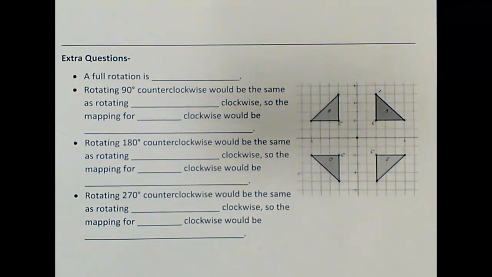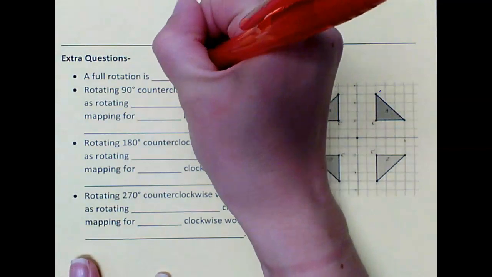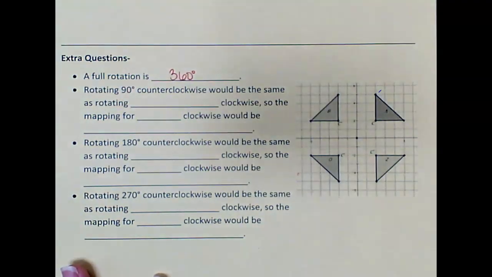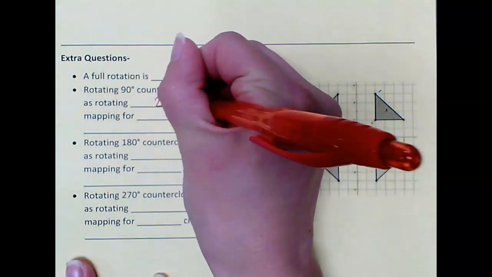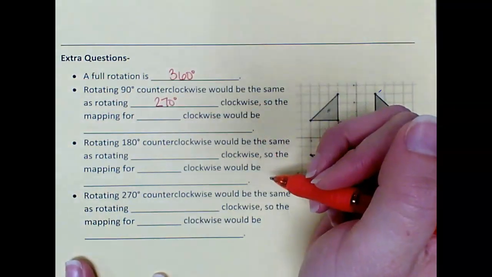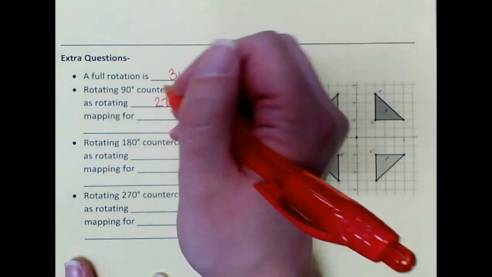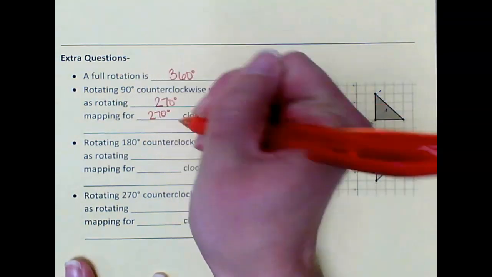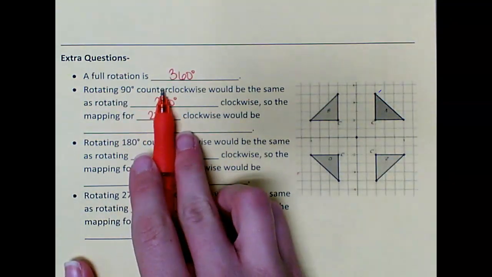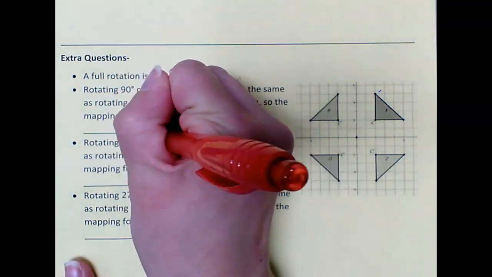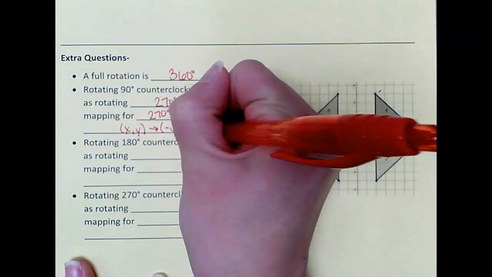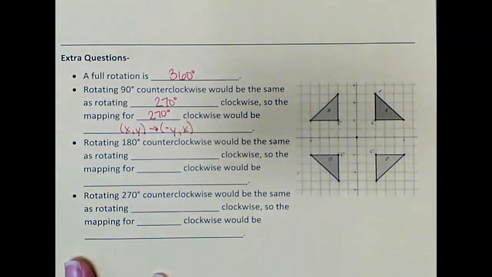Okay, last bit of information for our notes today. A full rotation from 0 all the way around is 360 degrees. So we saw that on our unit circle. If we rotate 90 degrees counterclockwise, that would be the same as rotating 270 degrees clockwise. So a mapping for 270 degrees clockwise would be the same as 90 degrees counterclockwise. So that would be (x, y) is mapped to (-y, x). That's from the front page.